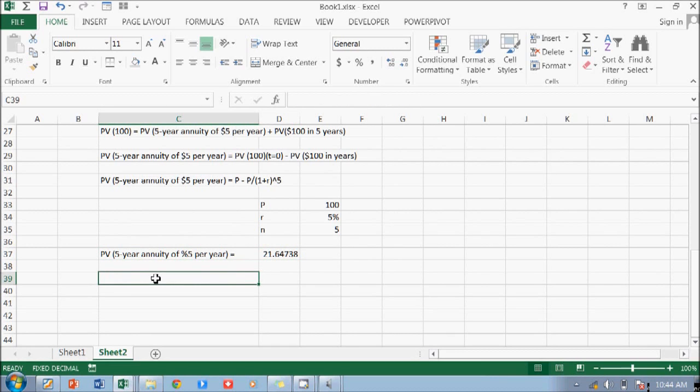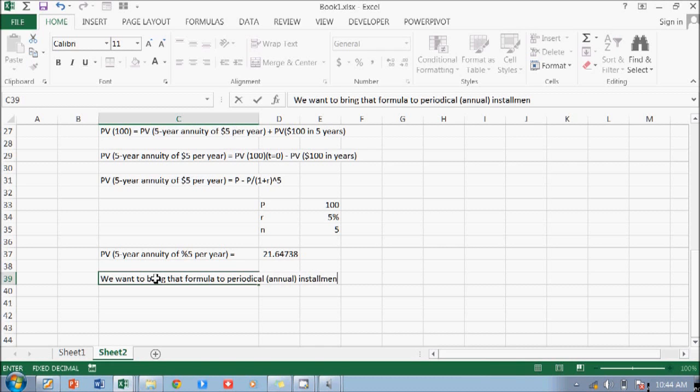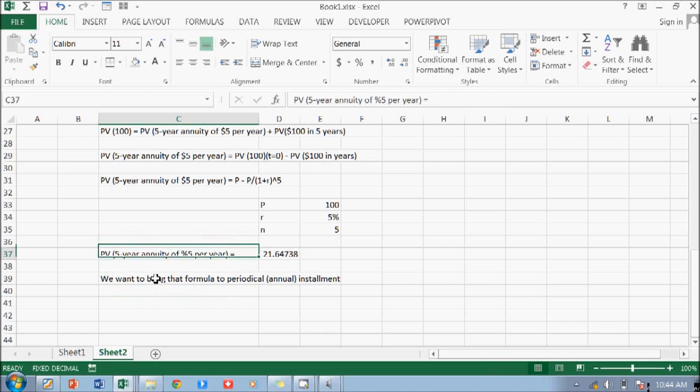Now we want to bring that formula to a periodical, or in this case annual, installment. Because that amount, 21, is a present value. It's not the annual installment. So we have the formula. I copy the formula from here back to here.